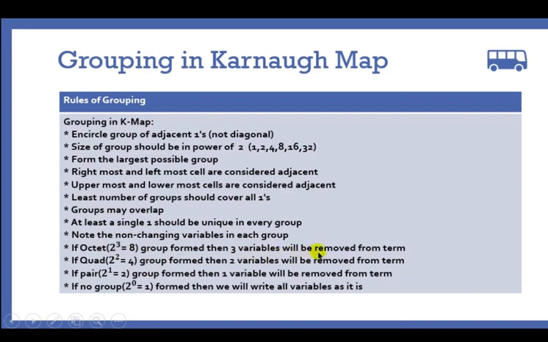If an octet group forms, three variables will be removed from the term. If a quad group forms, two variables will be removed from the term. If a pair forms, then one variable will be removed from the term. If no groups form, then we will write all variables as they are.